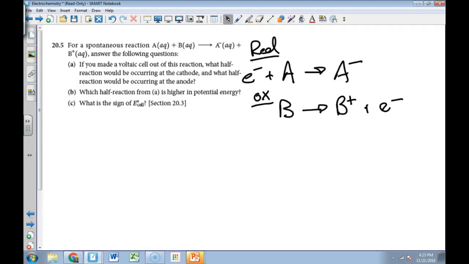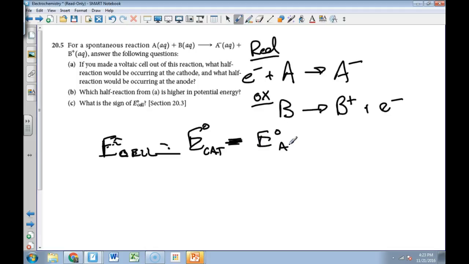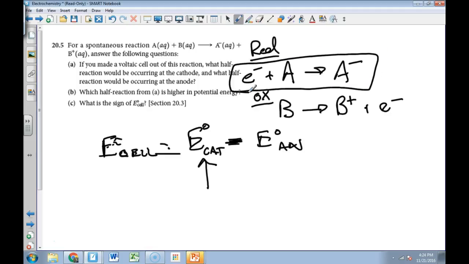I think what we have to do is look at the cell potential formula: E naught cell equals the E naught of the cathode minus the E naught of the anode. So which one has to be higher? The one that has to be higher is the cathode, the red cat, so it's got to be this guy, because we need a positive cell potential.